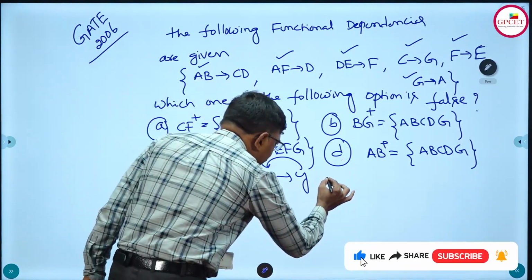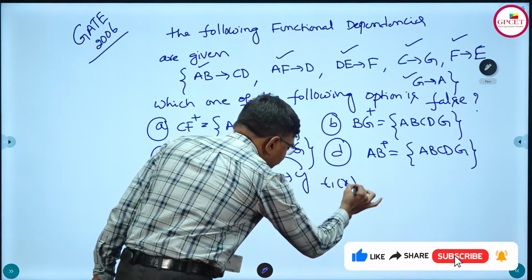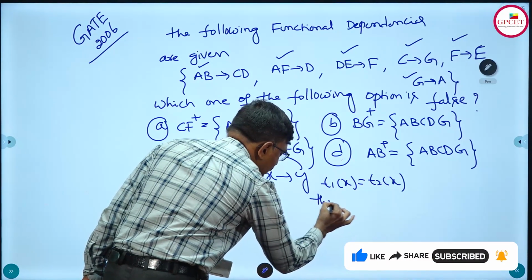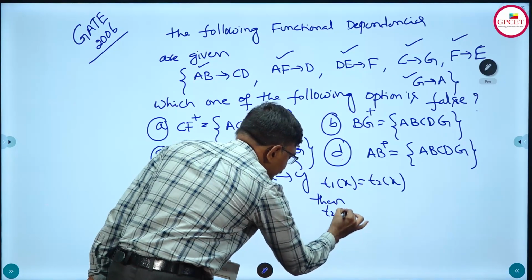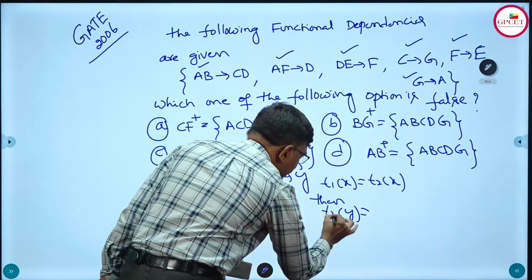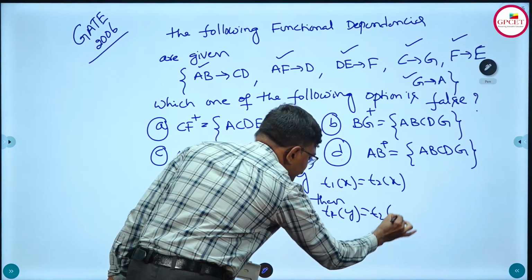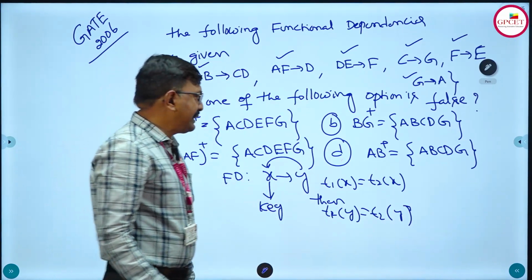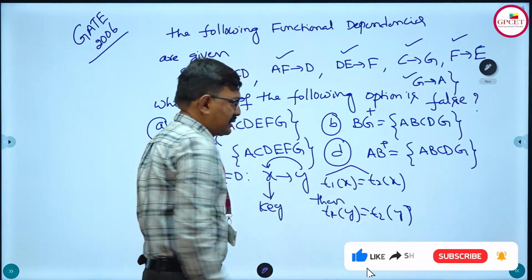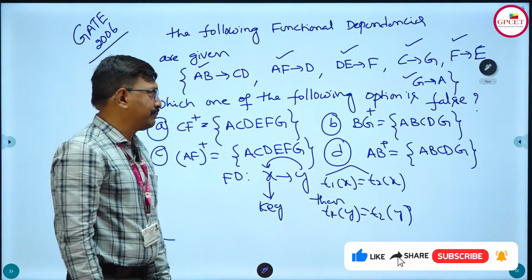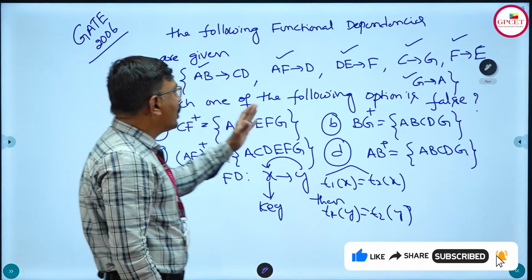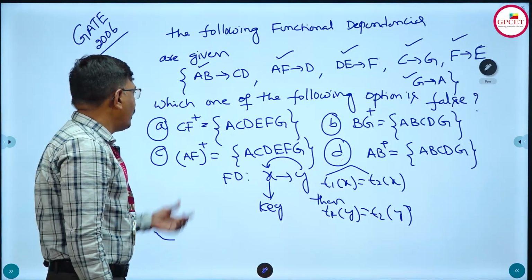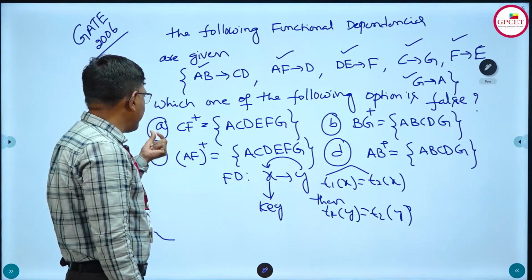What is the property of functional dependency? If T1 of X equals T2 of X, then T1 of Y equals T2 of Y. Here X and Y are the attributes, and T1 and T2 are the tuples. Okay, clear? And which of the following options is false? Based on this, observe here.